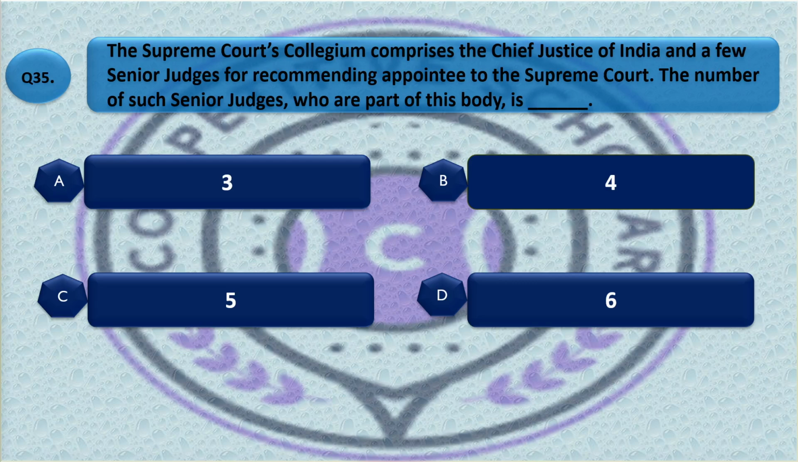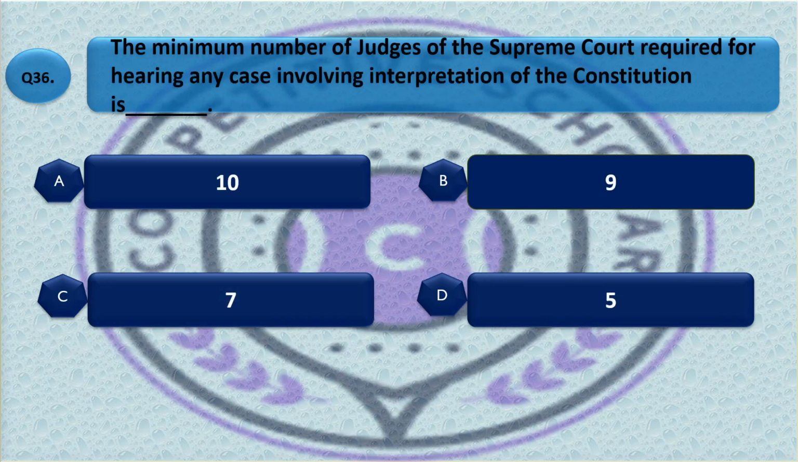Question number 35. The Supreme Court's collegium comprises the Chief Justice of India and a few senior judges for recommending appointee to the Supreme Court. The number of such senior judges who are part of this body is 3, 4, 5 or 6. Answer is 4. Question number 36. The minimum number of judges of the Supreme Court required for hearing any case involving interpretation of the Constitution is 10, 9, 7 or 5. Answer is 5.